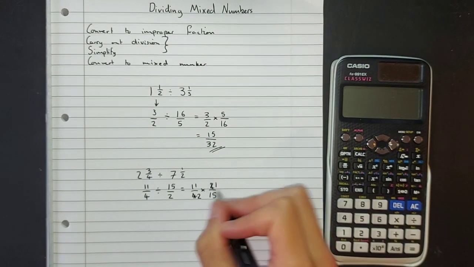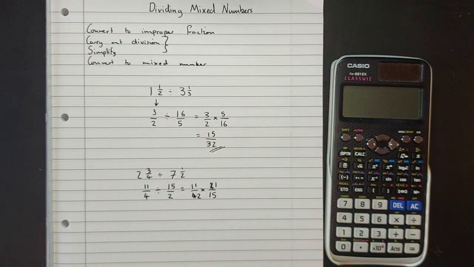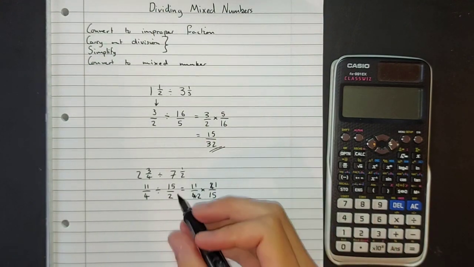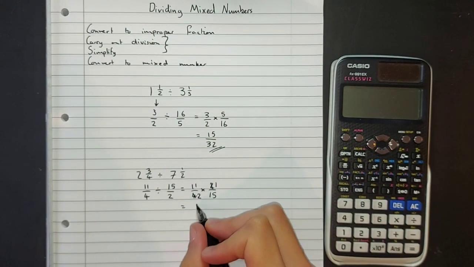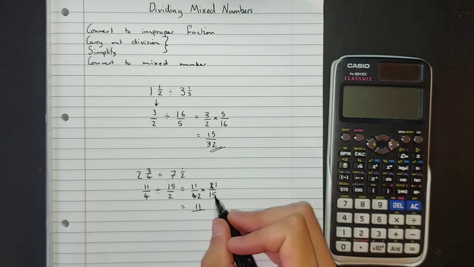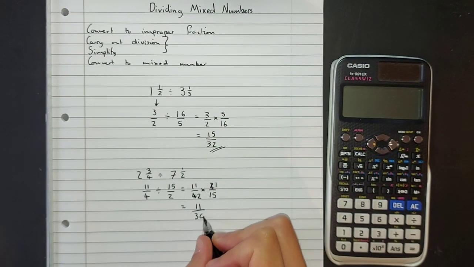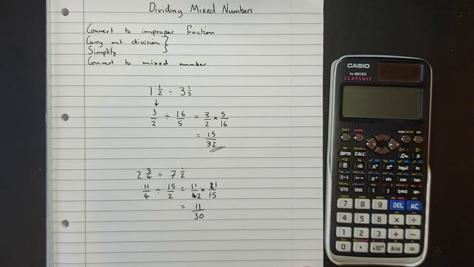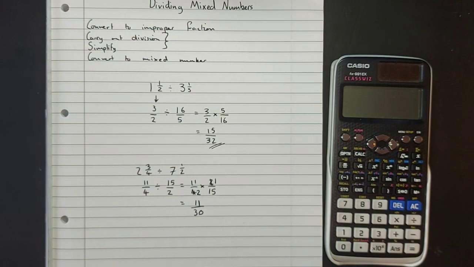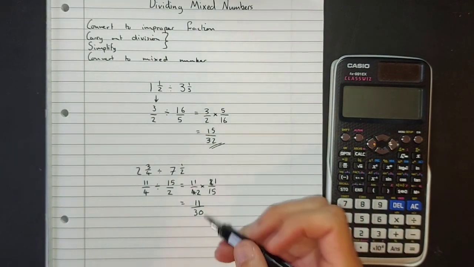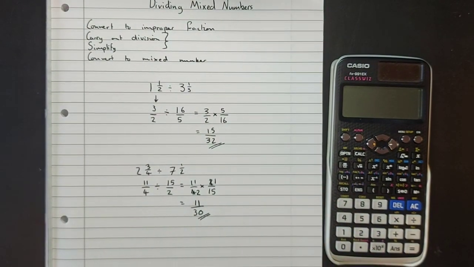Okay, so I've checked all of the numbers along the top to see if they have any factors. That should be the end. So now let's do the multiplication. 11 times 1 is 11. 2 times 15 is 30. Again, we've got a final answer that's less than 1, so it's not an improper fraction. We cannot write it as a mixed number. So this is fine for a final answer.